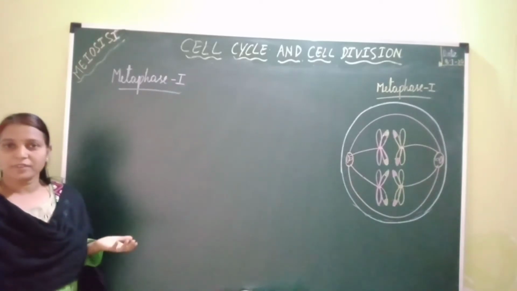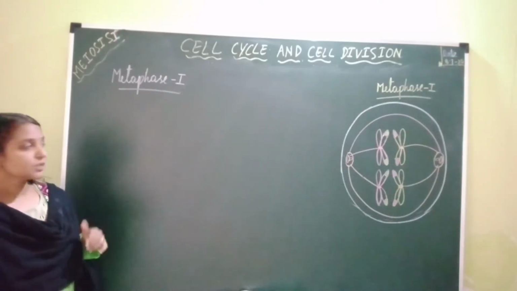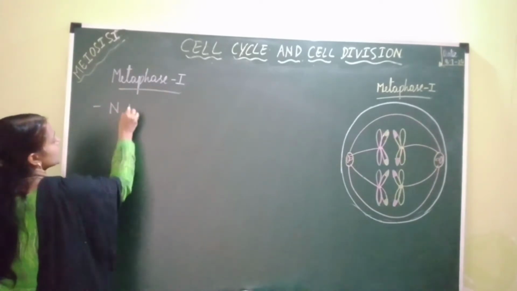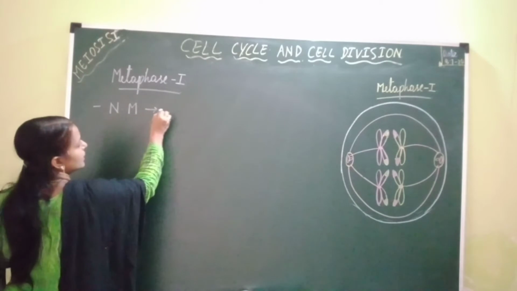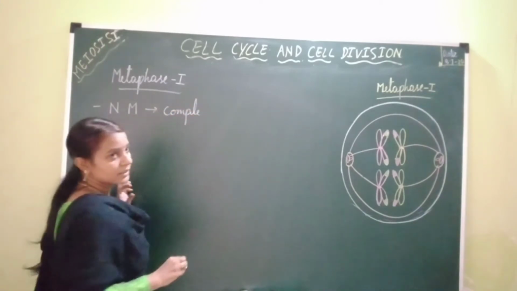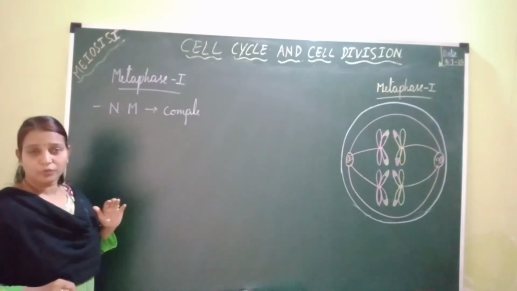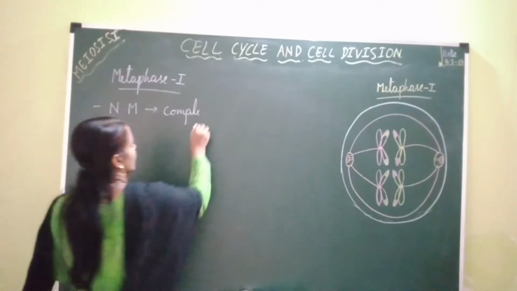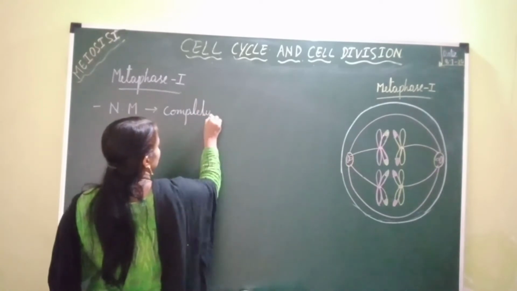Let's start with Metaphase-I. During Metaphase-I, the nuclear membrane completely undergoes disintegration. Actually, this nuclear membrane disintegration starts by the end of Prophase-I and is completed by the early Metaphase-I. So it gets completely disintegrated.